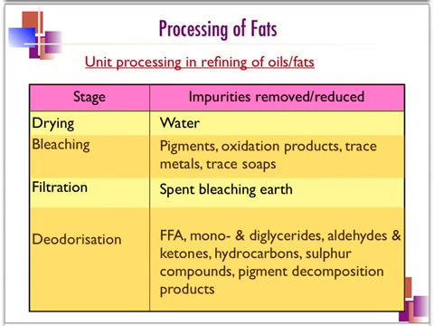So the water has to be removed to a very, very low level, because water can promote hydrolysis of the triglycerides in the oil. Bleaching is a process to remove color, the pigments which give the color of the crude oil. And during bleaching we also remove other components, for example the oxidation products, more trace metals, and the trace soaps, which result from the neutralization step.